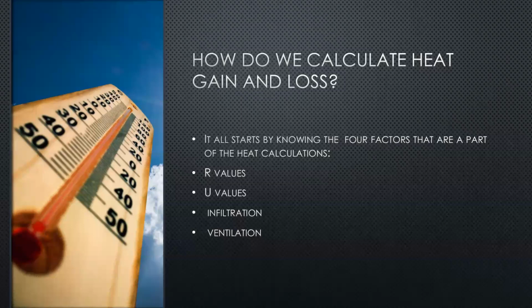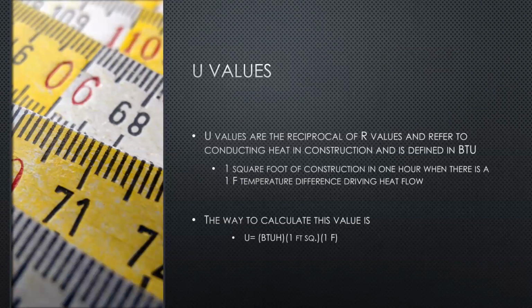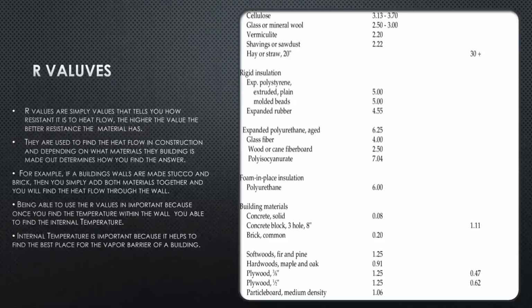The next thing is, how do we calculate heat gain and heat loss? Well, it all really starts by knowing the four factors of heat calculations, which are R values, U values, infiltration, and ventilation. I know in the previous presentations they've talked about R values and U values, so I'll try not to get too in depth with them either. U values are the reciprocal of R values, and they refer to conducting heat in construction and are defined in BTU. And the formula for it is U equals BTUH times 1 square foot times one temperature difference. And that's how you calculate it.